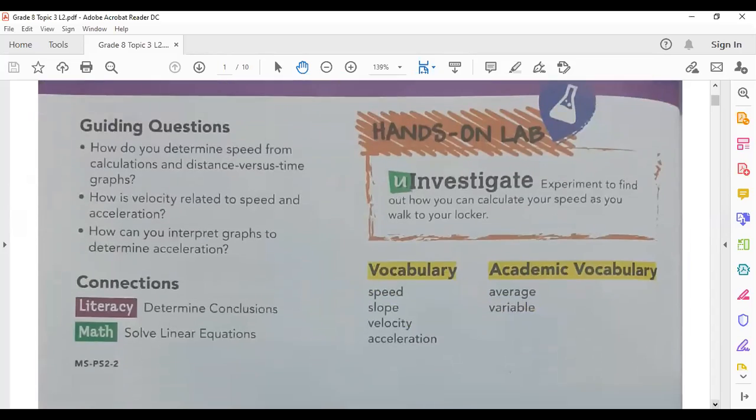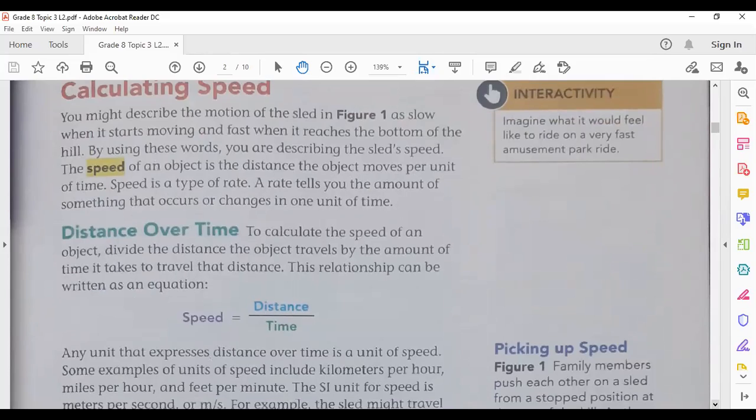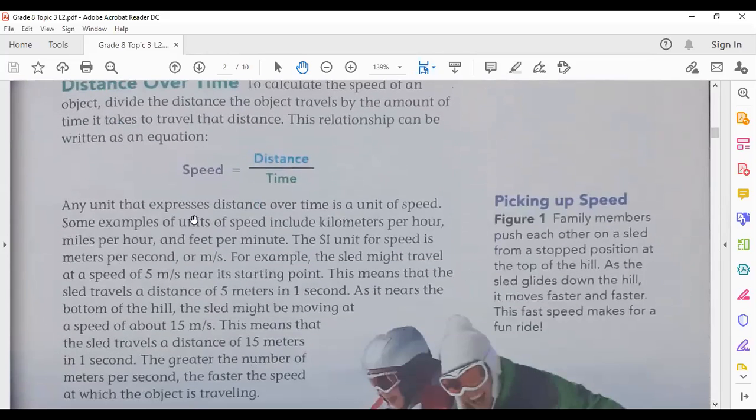Yesterday we were talking about speed. The speed of an object is the distance the object moves per unit of time, and it can be calculated by dividing the distance over time. We can express speed in many units, like kilometers per hour, miles per hour, or feet per hour.